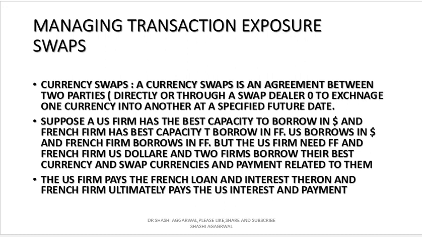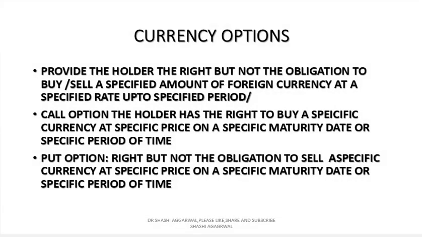The two firms borrow in their best currency and then they swap the currency and the payments related to them. The US firm will pay the French loan and interest and the French firm will ultimately pay the US interest and principal. In this way, both firms will minimize their exchange risk.